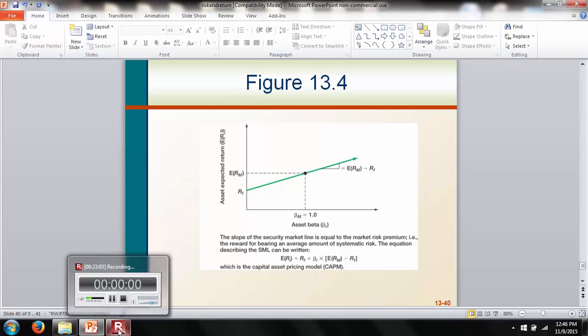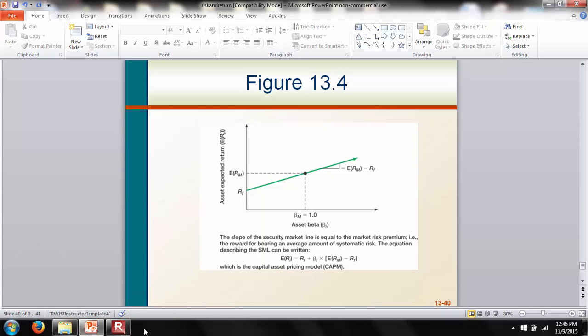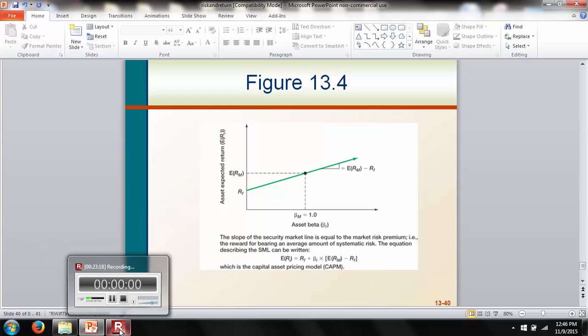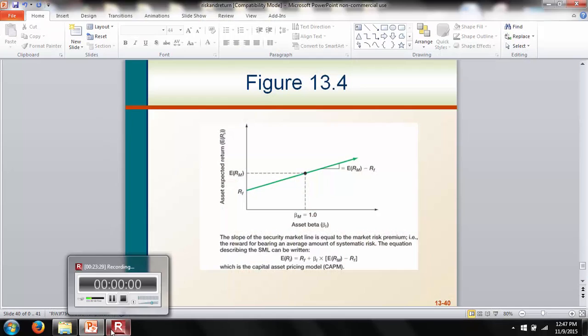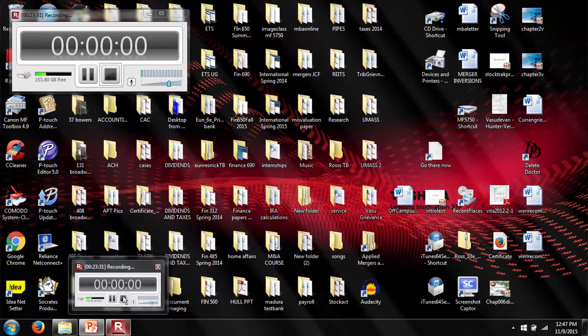And finally, we talked about the CAPM, and the CAPM tells you the relationship between risk and return. That is where the risk is given by the beta of the stock or the beta of the portfolio. And how do we find out the CAPM? The CAPM tells you that the return of a stock or the return of a portfolio is given by the risk-free rate plus the beta of the stock multiplied by the market risk premium.